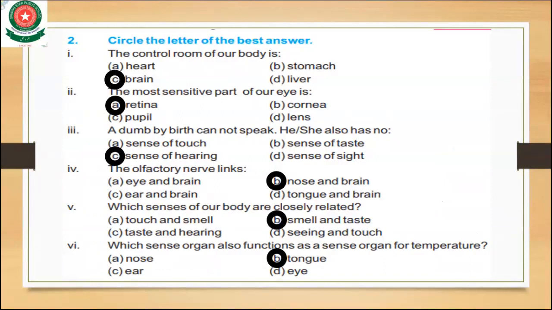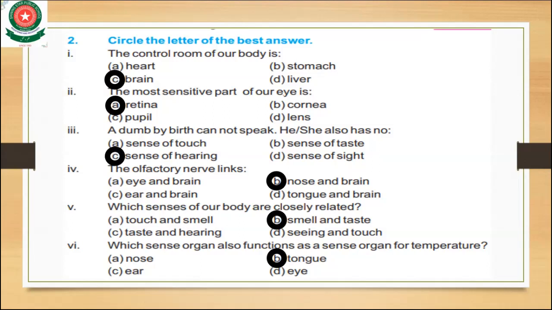Next is the most sensitive part of our eye is: retina, cornea, pupil, or the lens. Retina is the most sensitive part of our eyes.